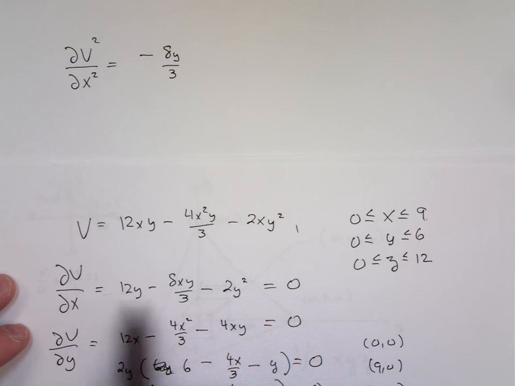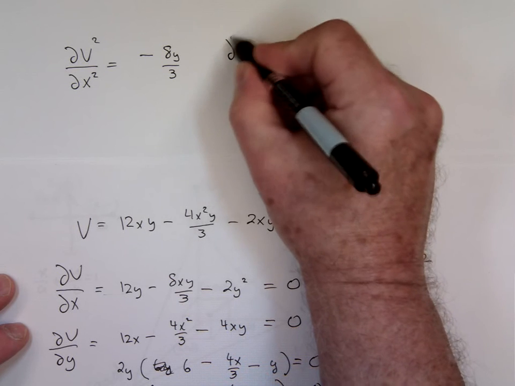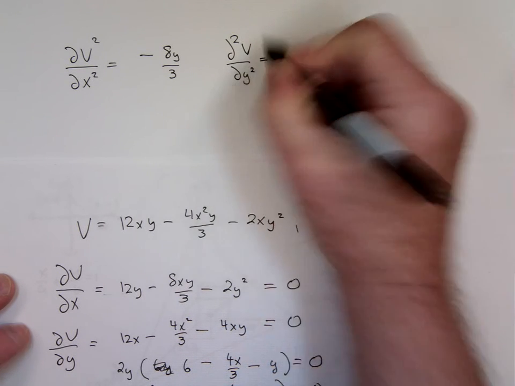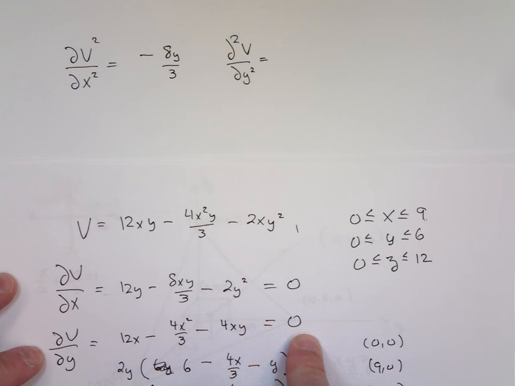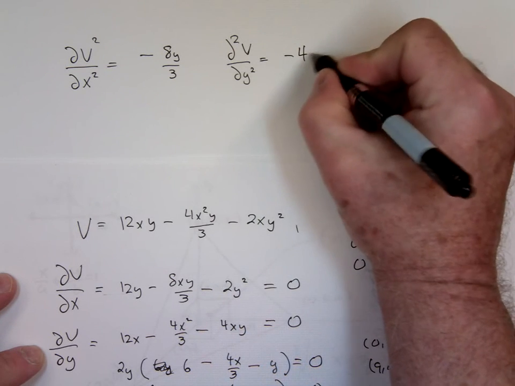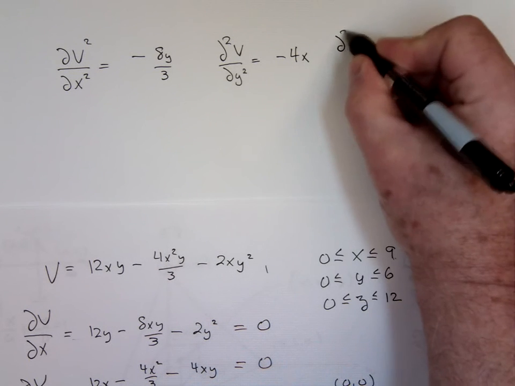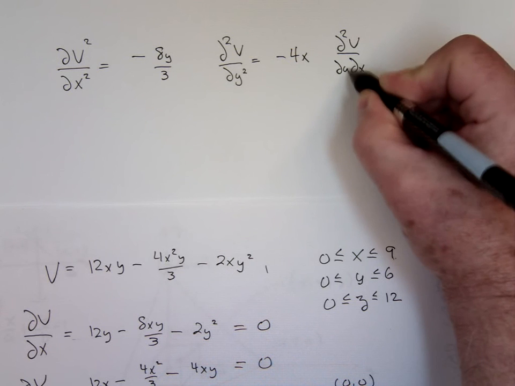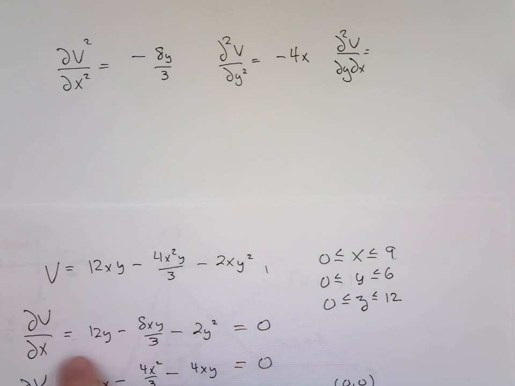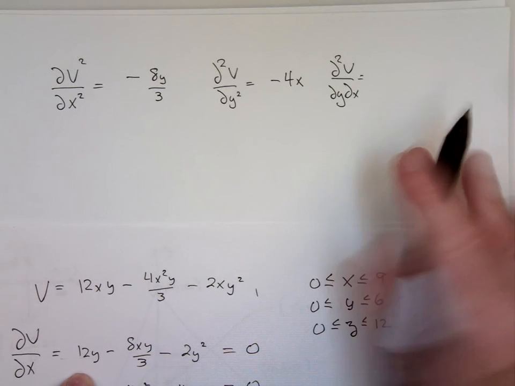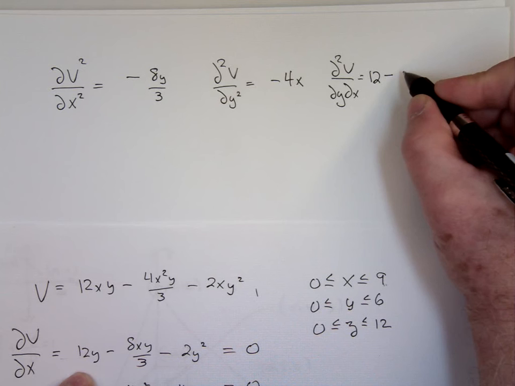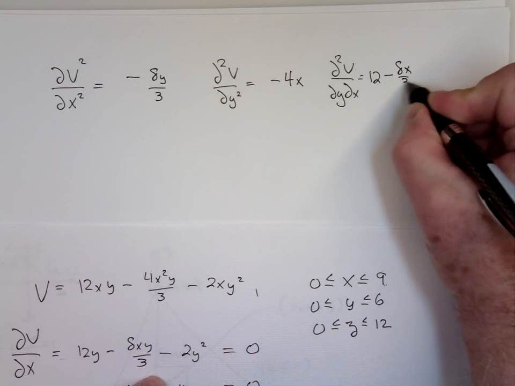Now I'm going to take my second partial with respect to y. Here's the first partial with respect to y. The second partial with respect to y is negative 4x. That's nice. And we also need our mixed partial. We'll do xy, but you can do yx if you'd like. It's the same thing. Here's the partial with respect to x. I take its partial with respect to y, and that gives me 12 minus 8x over 3 minus 4y.